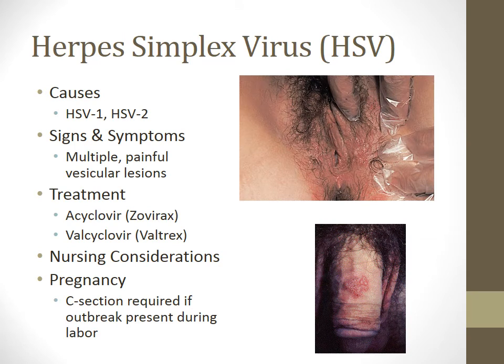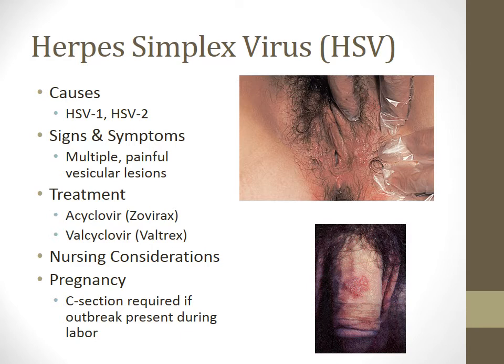Herpes simplex virus, or HSV, is caused by HSV-1 and HSV-2. As most of you know, HSV-1 is usually found on the mouth. It's usually in the form of a cold sore or a fever blister, and HSV-2 is generally genital herpes. I do want to point out, though, that 10% of genital herpes is caused by HSV-1, and the reason that happens is that someone can have a fever blister, and if oral sex is performed, then that is how HSV-1 can cause genital herpes.